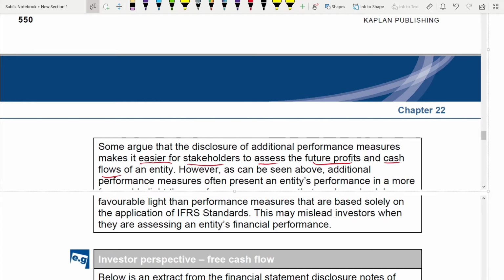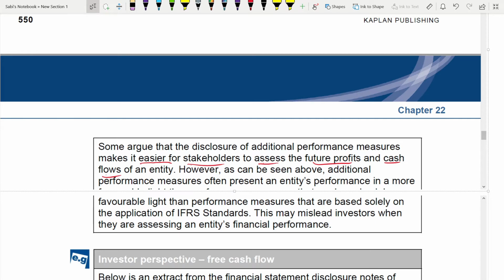But there are drawbacks to these APMs. This is just an example, this is not a question. But this can also mean that because you are giving an additional performance measure, and remember, as I've mentioned earlier, additional performance measures are not prepared under IFRS.